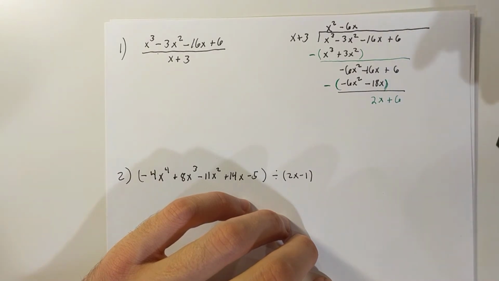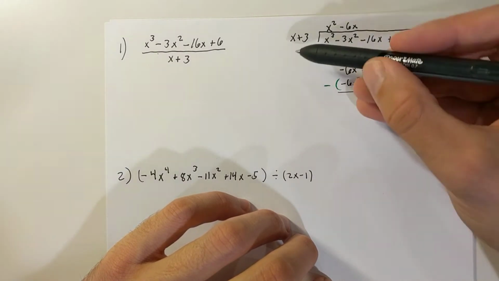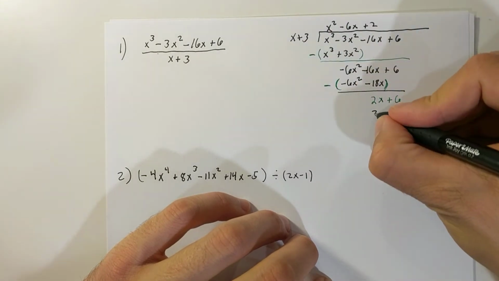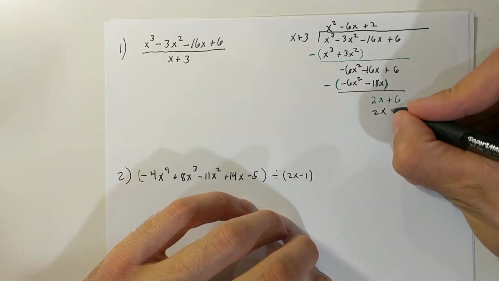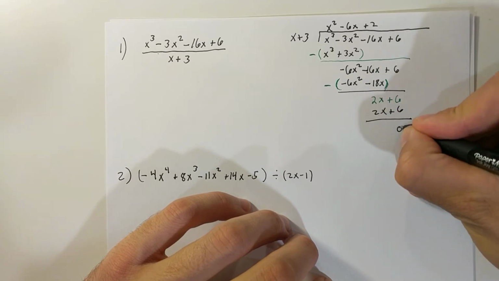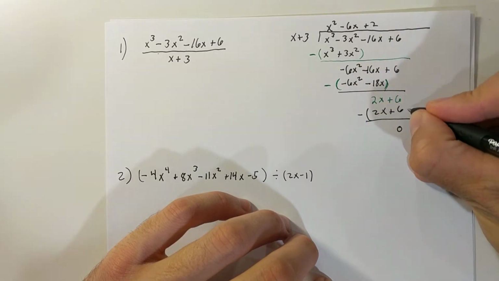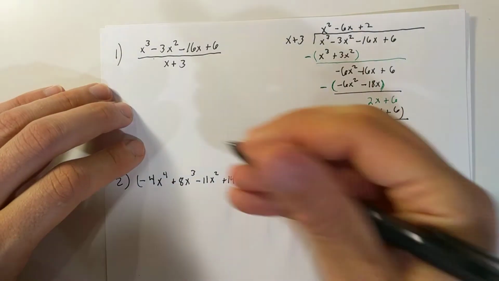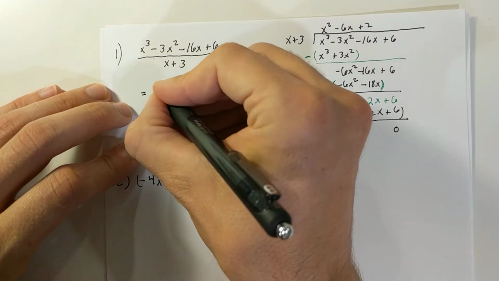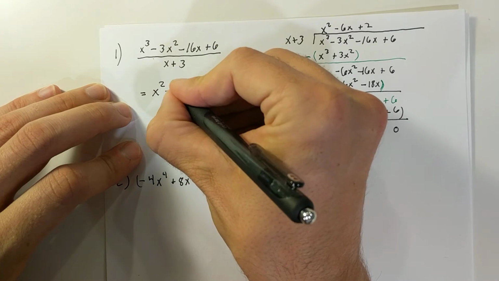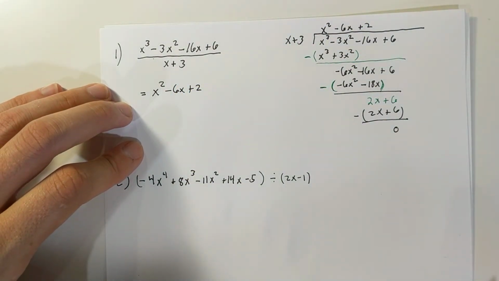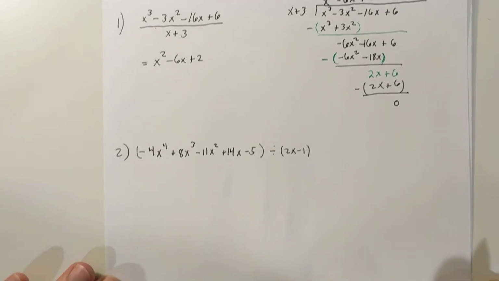So then we need to get a 2x from an x. Well, that's simple. It's a 2. So 2 times x is 2x, and 2 times 3 is 6. When I subtract that, that's pretty easy. They match up exactly. That's 0. That means there's no remainder. And so my answer here is x squared minus 6x plus 2. There you go. So let's do another one.